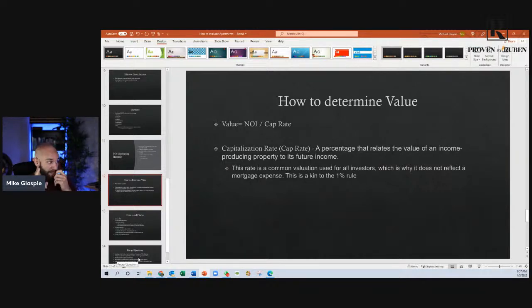So the cap rate though, let's talk about that. It's a percentage that relates to the value compared to the future income. I did not say that a cap rate is a rate of return. All right. And I want everybody to understand that. If anybody tells you that a cap rate is a rate of return, they are full of it, or they just don't really understand what cap rate is. And let me explain why.